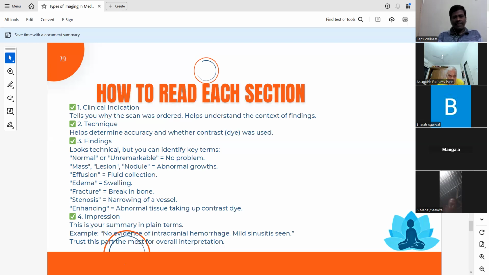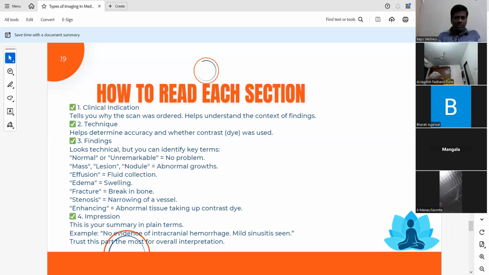Then findings. It will be too technical with regard to anatomy. So you need to know the anatomy of it to correlate exactly what is happening in the body, what is present there, and where in the internal organ.